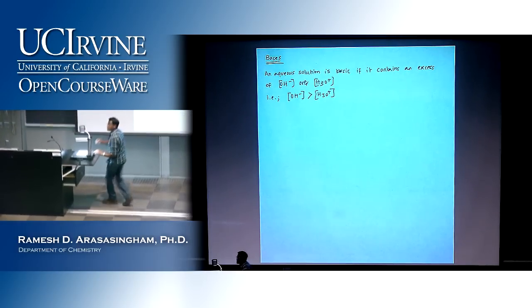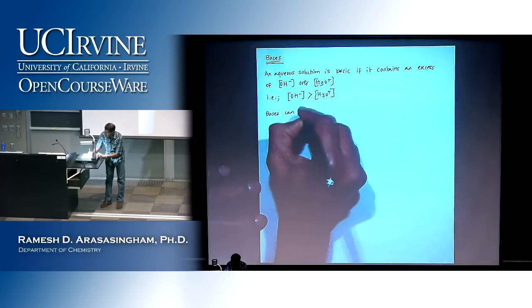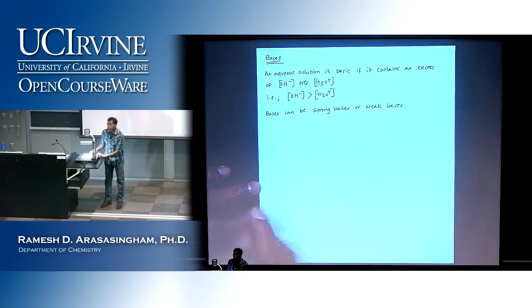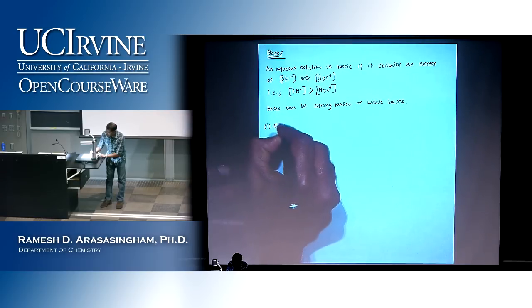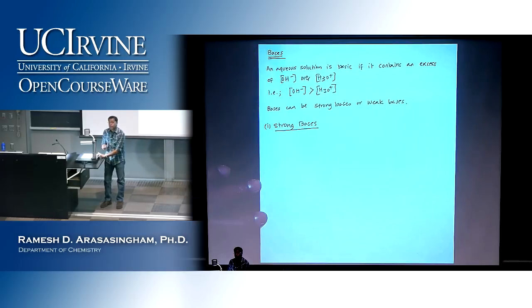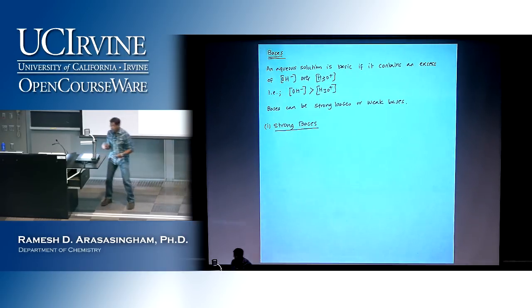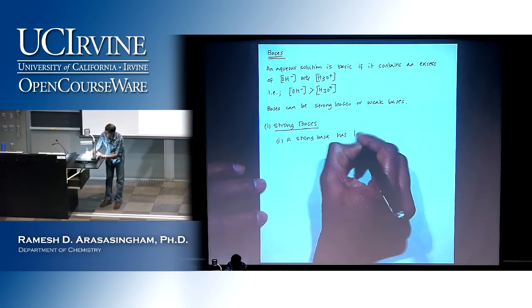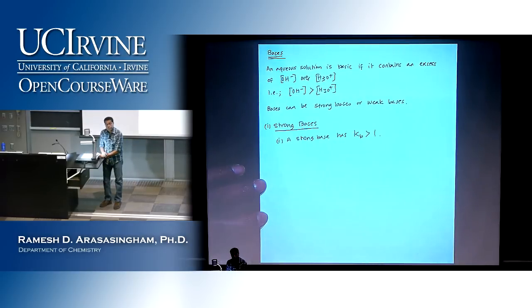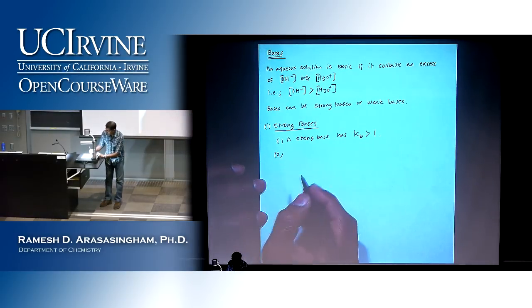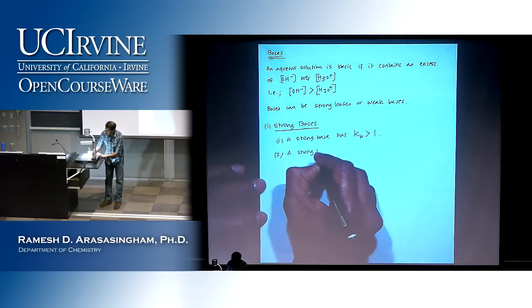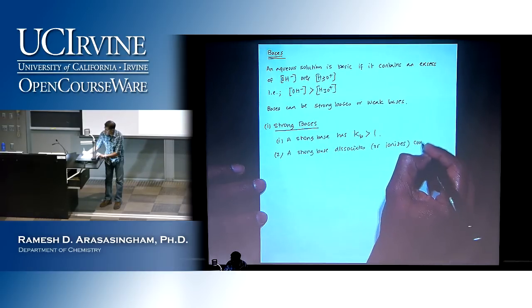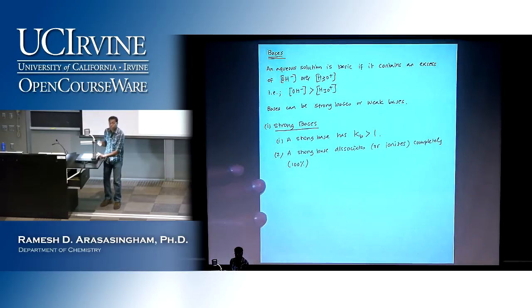Two, we said that bases can be strong bases or weak bases. Let's start by looking at strong bases, and we use the same analogy as acids. One, a strong base has Kb greater than 1. And two, a strong base dissociates or ionizes completely. And when we say completely, we mean 100%.